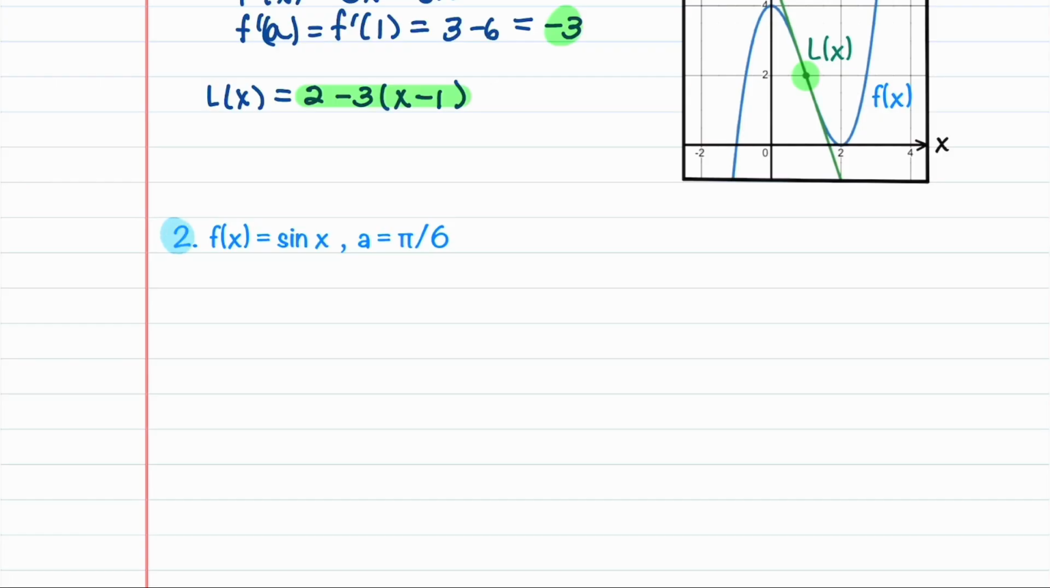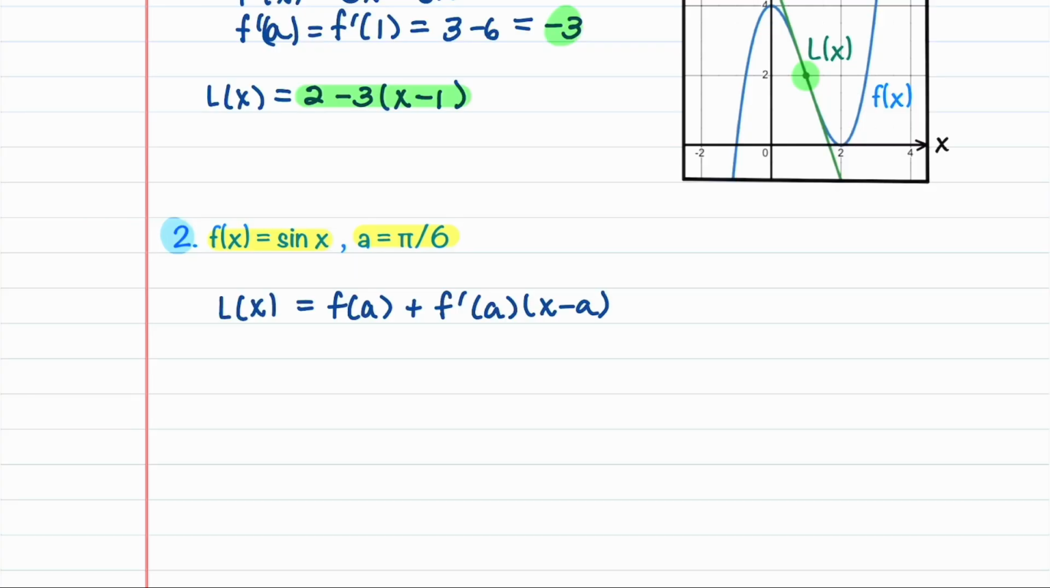Let's now look at our second example. The function that we're going to be finding the linearization of is f of x is equal to sine x, and we're going to be finding the linearization at the point a is pi over 6. Just like we did with the first example, let's start by writing down our formula. L of x is equal to f of a plus f prime at a times x minus a.